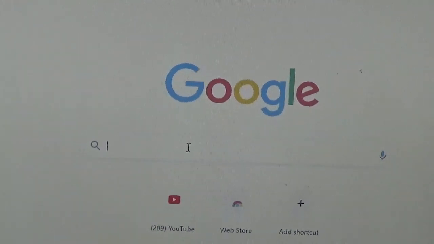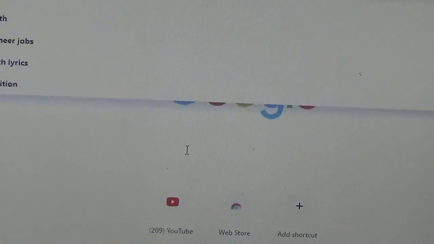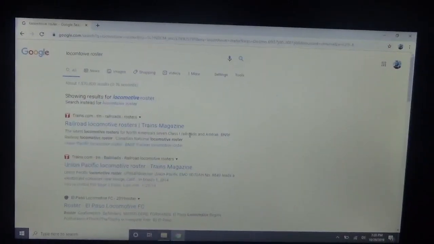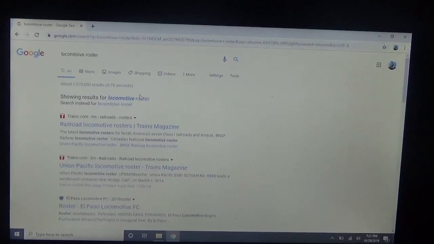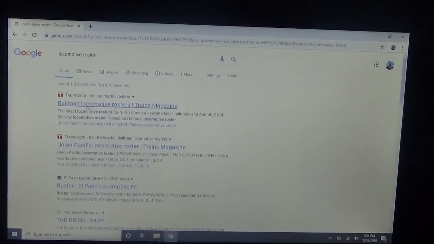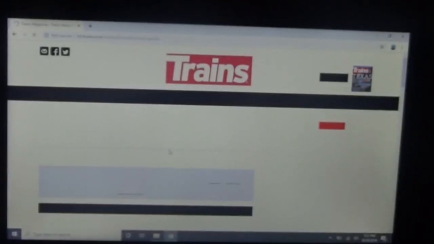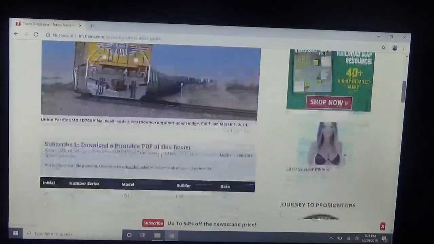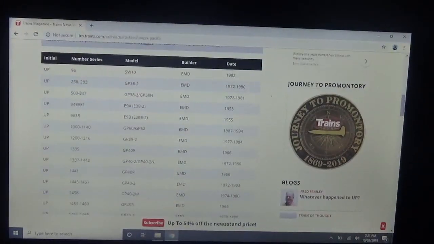So anyway, what exactly is a locomotive roster? Well, as you can see from the results popping up, you can look up locomotive rosters on trains.com or Trains Magazine, or whatever you want to call it. It can be called either way. For example, Union Pacific locomotive roster. This is what gets popped up. So look, this is what a roster looks like.